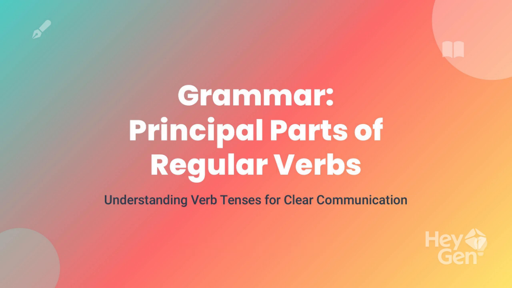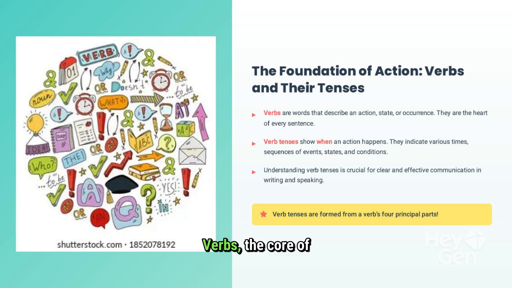Regular verbs have four principal parts: the base form, past participle, and present participle. These parts are essential for forming various verb tenses, which are crucial for expressing time and sequence in communication. Verbs, the core of every sentence, describe actions, states, or occurrences. Their tenses, derived from four principal parts, indicate when actions occur, showing time, sequence, and conditions.